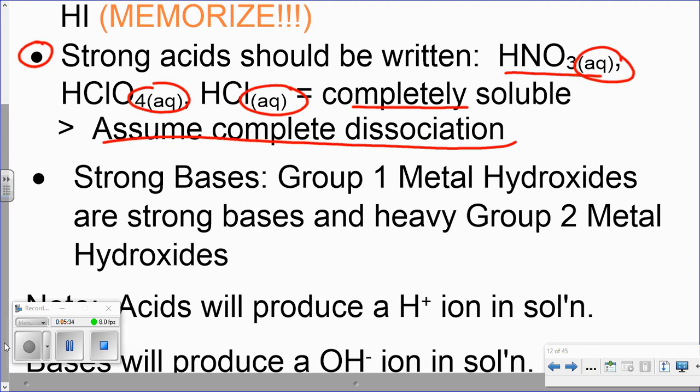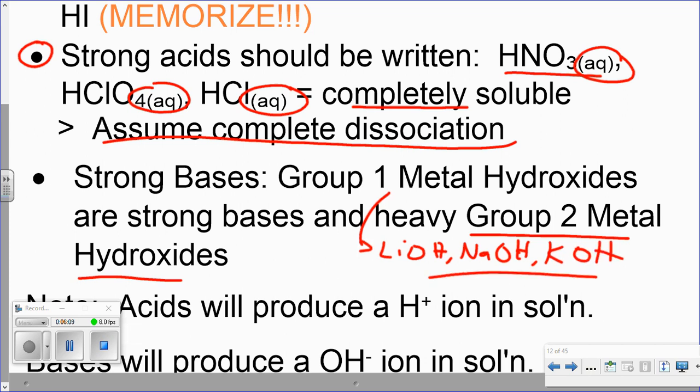Now, I have listed in the notes that for bases, we're a little bit different here. I've listed that group 1 metal hydroxides are strong bases and heavy group 2 metal hydroxides, okay? Now, just be careful here. This is concentration dependent, okay? In other words, the stronger, well, I'll just leave it at that, okay? Group 1 metal hydroxides. So in other words, lithium hydroxide, sodium hydroxide, potassium hydroxide are 3 that I would know. If I were you as a student, I would know those as being strong bases, therefore strong electrolytes.